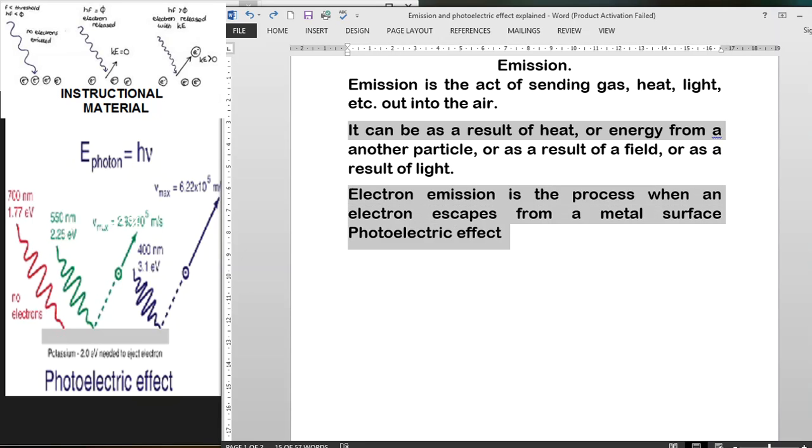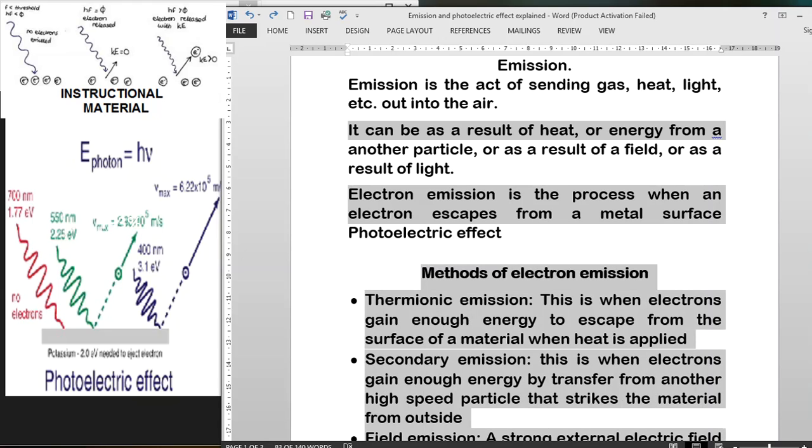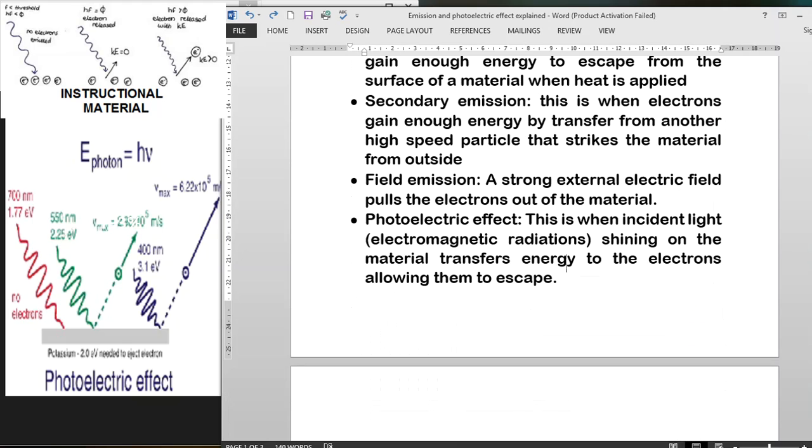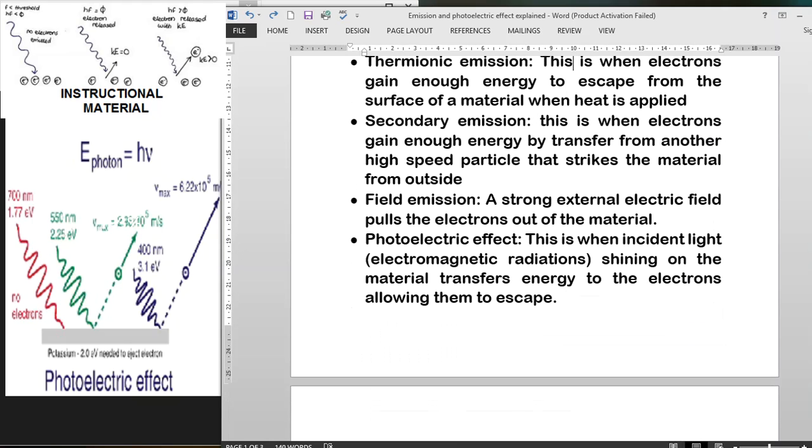Now with that case, we are going to talk about electron emission. Electron emission is the process whereby electrons escape from a metal surface. Under this electron emission, we are going to be looking at the photoelectric effect. What is the photoelectric effect?